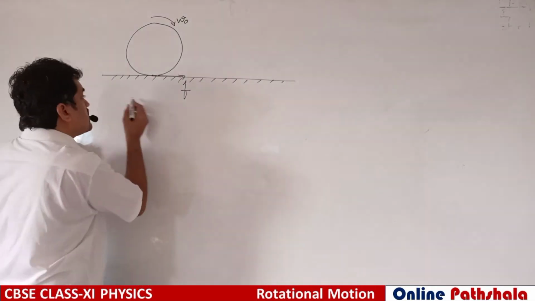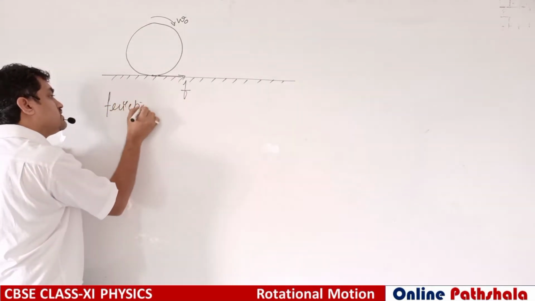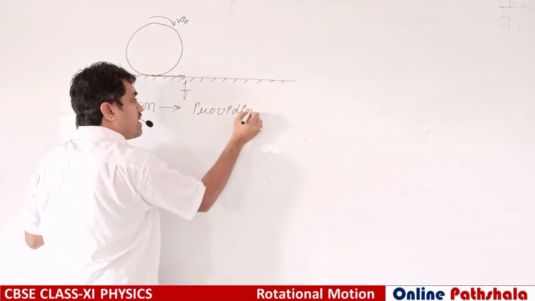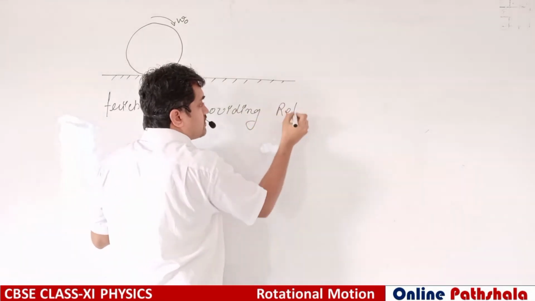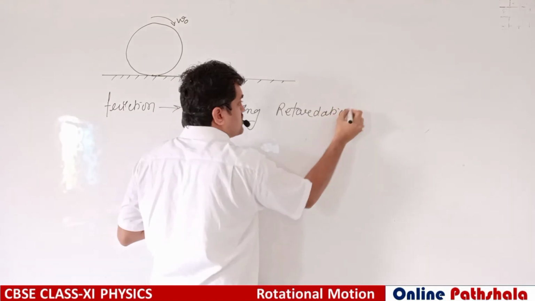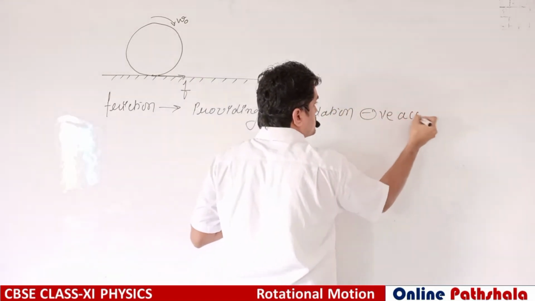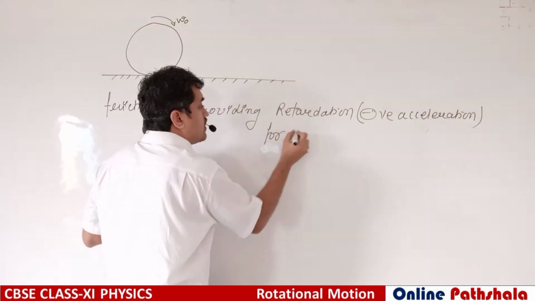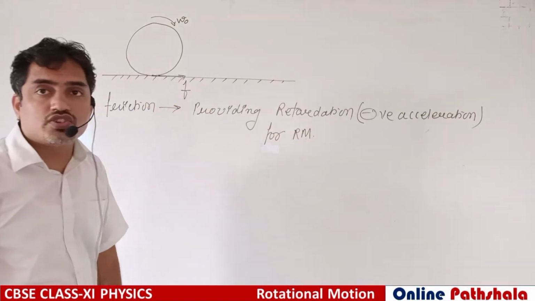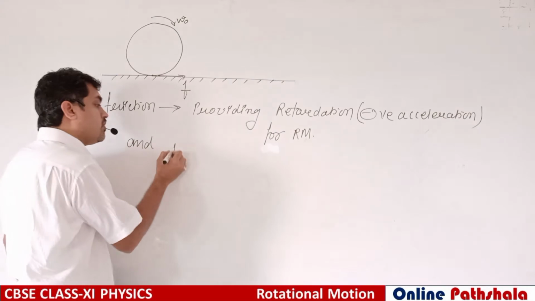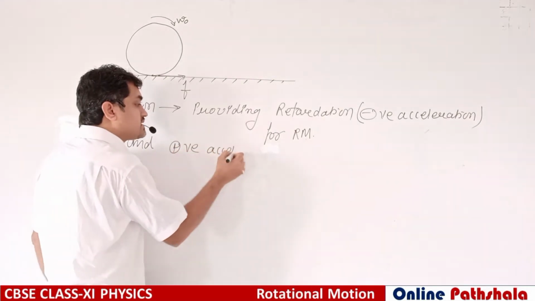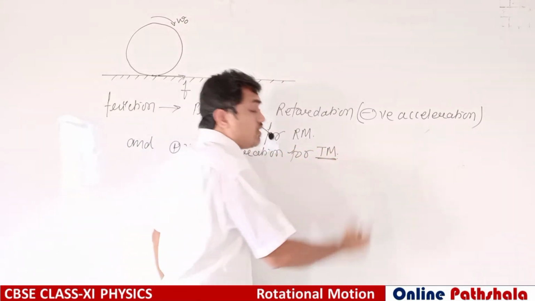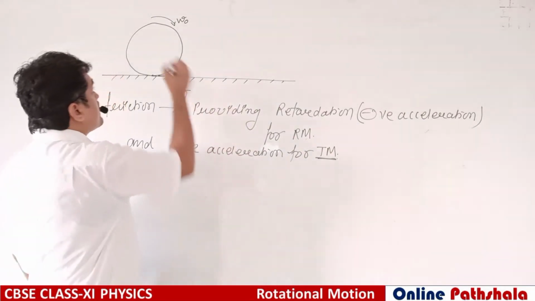So in this case this friction is providing retardation, means negative acceleration, for rotational motion, and positive acceleration for translatory motion. So what is happening here?